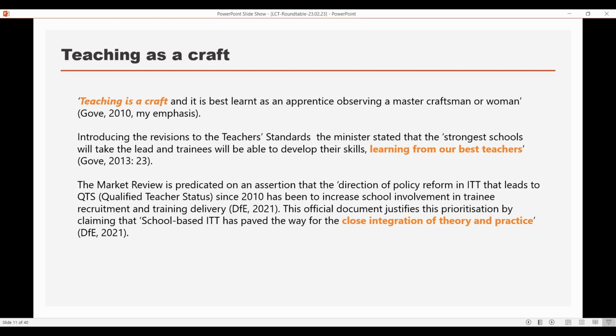That increased school involvement in training and recruitment paved the way for the close integration of theory and practice. In the thesis, I get quite deep into theory and practice, and we'll touch on it a little bit today. One of the things I talk about in the thesis is the theory-practice relationship, recognizing the difference in those knowledges, but also the connection, the entanglement of those forms of knowledge. But officially, our government is saying that it is schools rather than HEIs that enable a close, and they use the word integration. So again, it's interesting: do they mean conflation? Do they mean domination? What is it that they mean? That is not well articulated within official documentation.